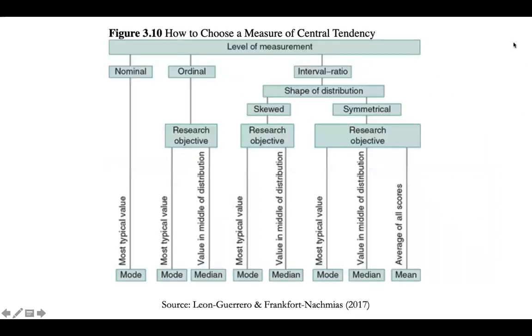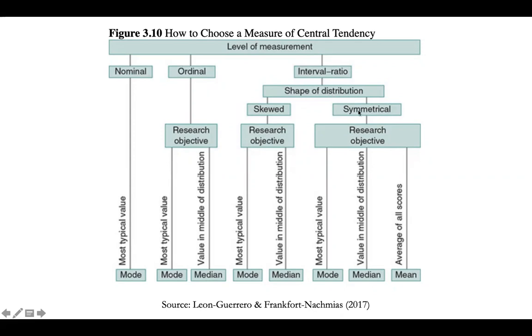So how do we decide which measure of central tendency is going to be right for us? We've got a lot of options. If you are working with nominal categories, look for the most typical value. That's going to be your mode. If we have ordinal data, categories with a ranked order, you can also look for the most typical value by using the mode, or look for the 50th percentile in a distribution.